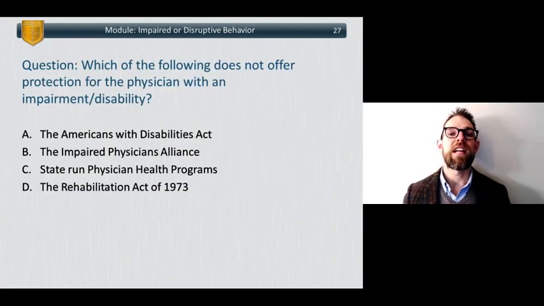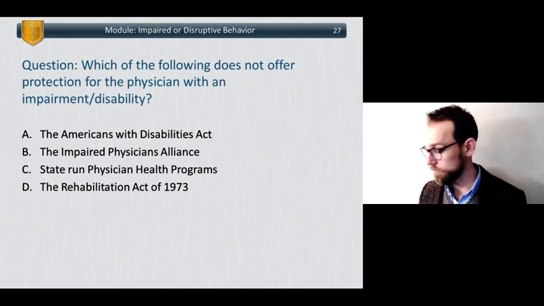Which of the following does not offer protection for the physician with an impairment or disability? A, the ADA, the Americans with Disabilities Act. B, the Impaired Physicians Alliance. C, state-run physician health programs. Or D, the Rehabilitation Act of 1973.